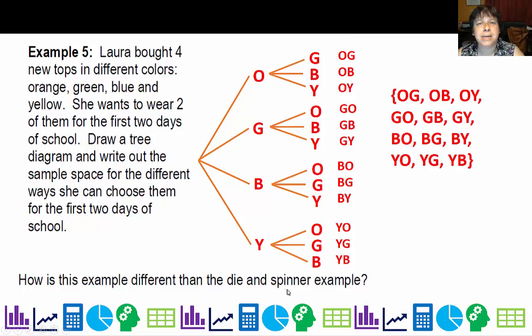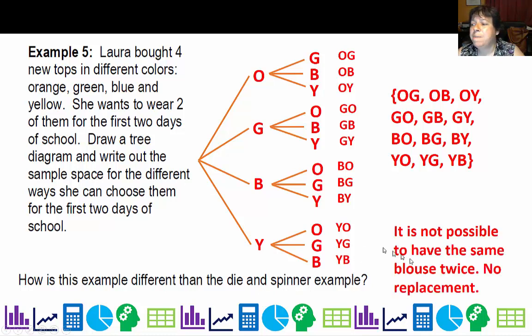So how is this different from the die and spinner example? It's not possible to have the same blouse twice. Well, you could, but no girl's going to do that. We are not having replacement.